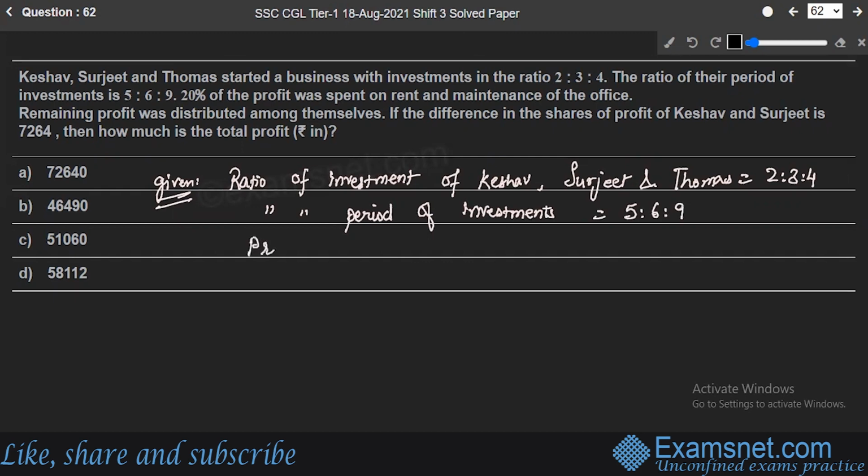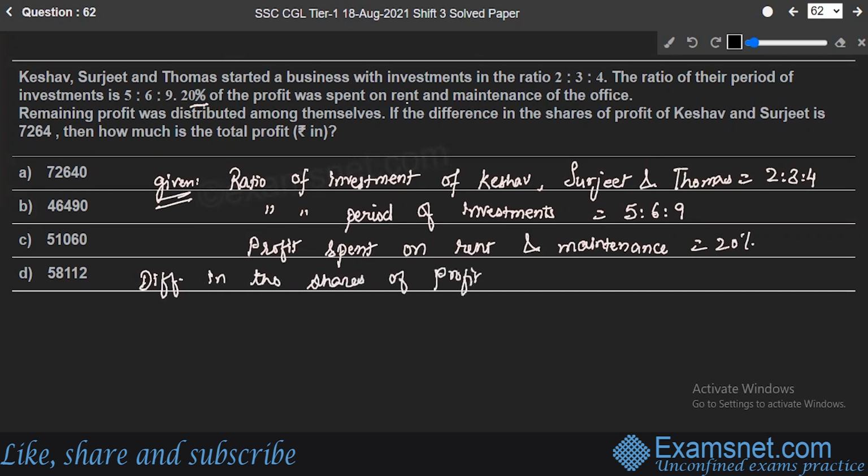Also, we are given one more thing. Profit. It's given that 20% of the profit was spent on rent and maintenance. So profit spent on rent and maintenance is 20%. Also, the difference in the shares of profit of Keshav and Surjit is rupees 7264. So these are all the things which are given to us.